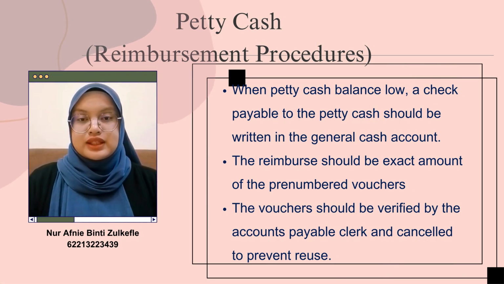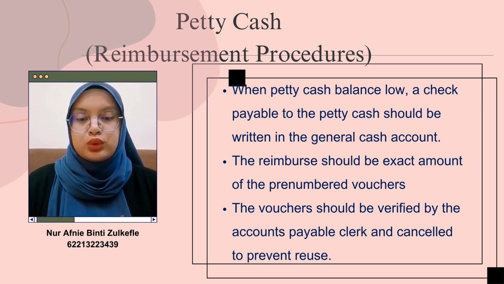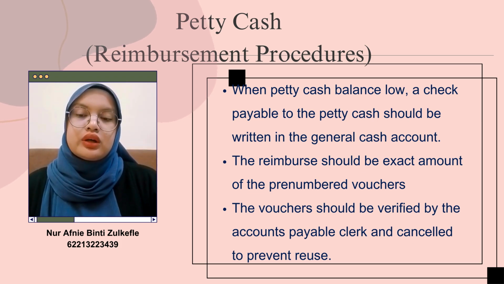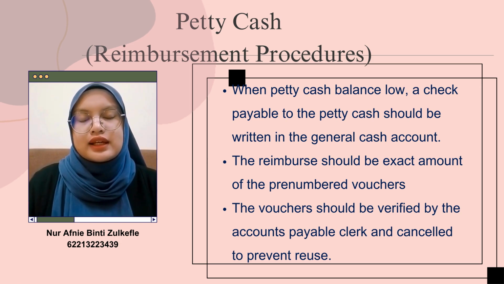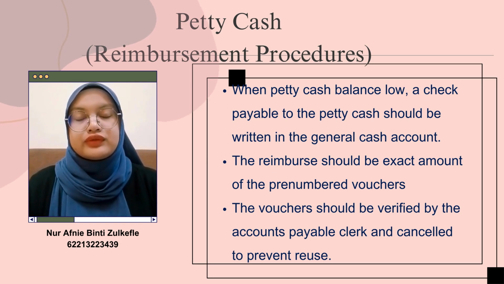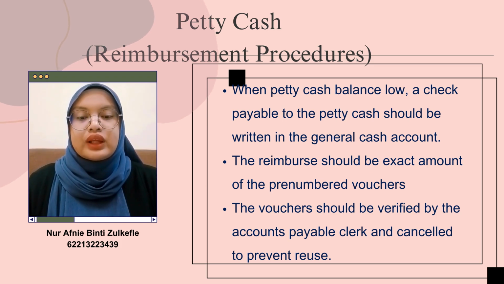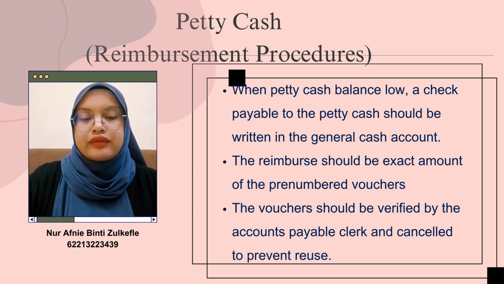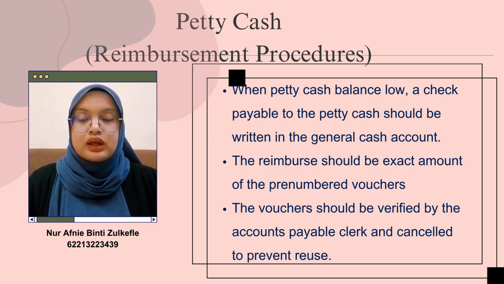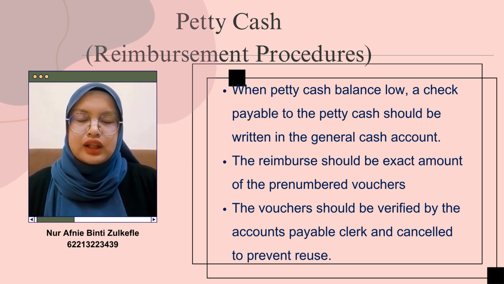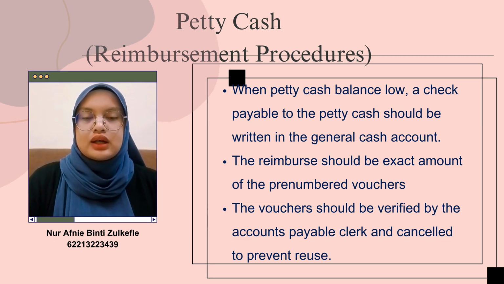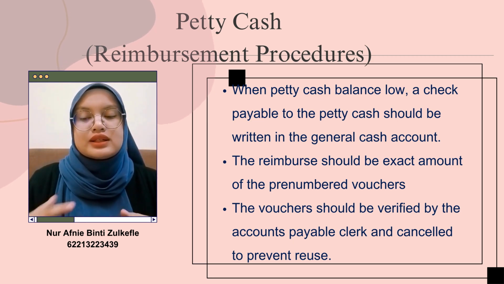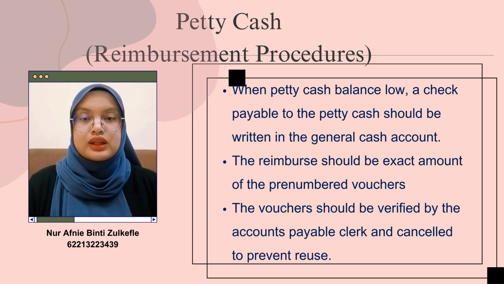For reimbursement procedures, when the petty cash balance gets low, a check payable to the petty cash account should be issued, which is from the general cash account. The reimbursement should exactly match the total of the pre-numbered vouchers collected for expenses. These vouchers must be verified by the accounts payable clerk and then cancelled to prevent them from being reused fraudulently. This process ensures both transparency and control over petty cash replenishment.